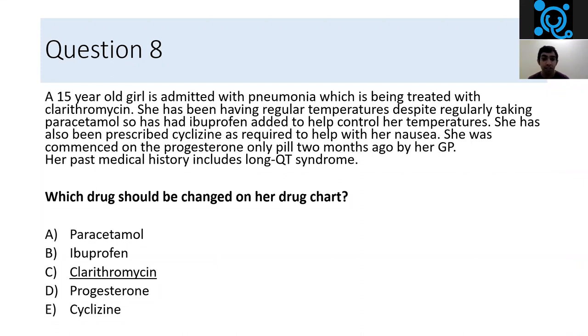Now, cyclizine is an interesting answer because most antiemetics can prolong the QT interval. Cyclizine does so slightly, but it's nowhere near as common as clarithromycin. Generally, depending on what lists you look up, often ondansetron is the main culprit of the antiemetics. Paracetamol, ibuprofen, and progesterone don't tend to do so.